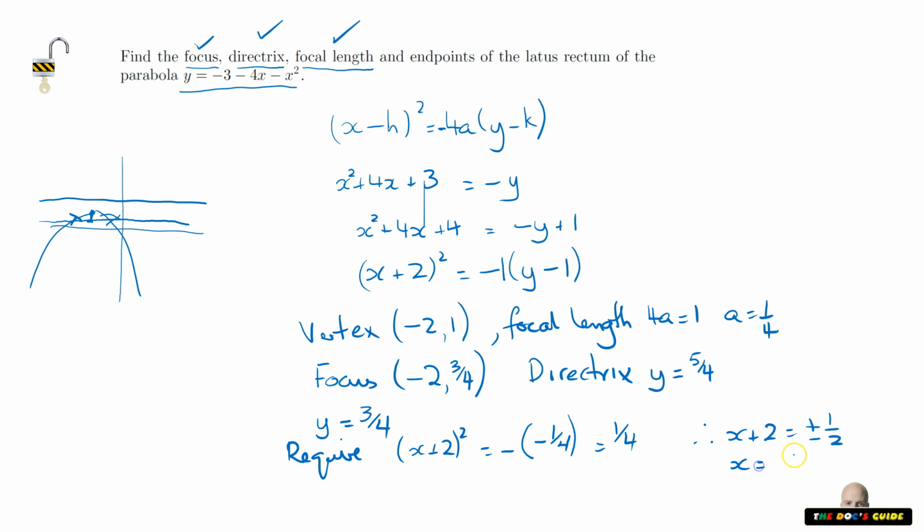So x equals minus 2 plus a half, which is minus 3 on 2, or x equals minus 2 minus a half, which is minus 5 on 2. So the endpoints of the latus rectum are going to be (minus 3 on 2, 3/4) and (minus 5 on 2, 3/4).